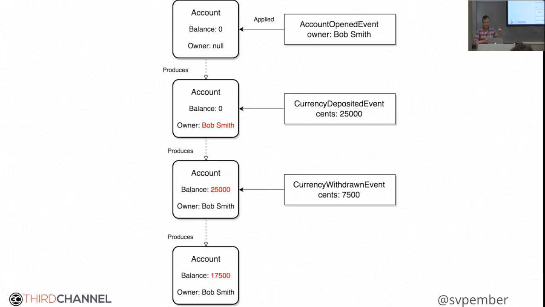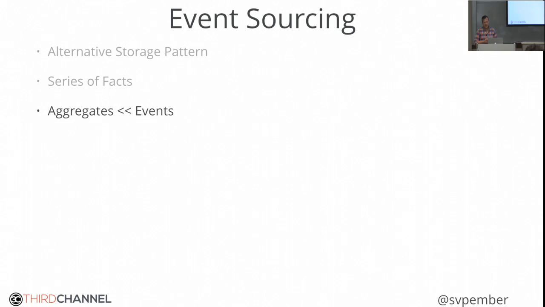Most often, this will be the current state, but we could look at what it looked like last Tuesday, for example. A stream of events represents a particular object in aggregate. And that's one of the key terms to know when talking about event sourcing.